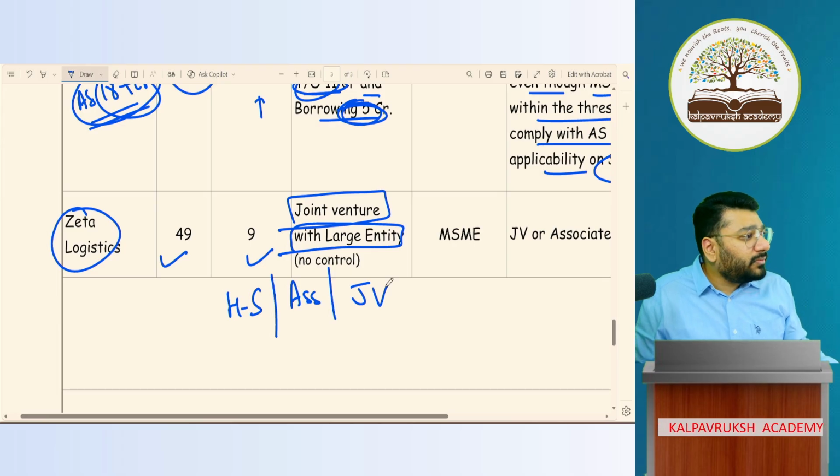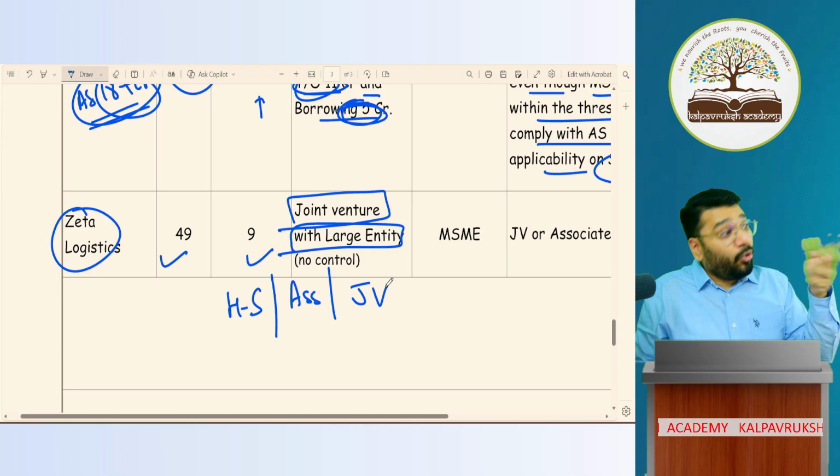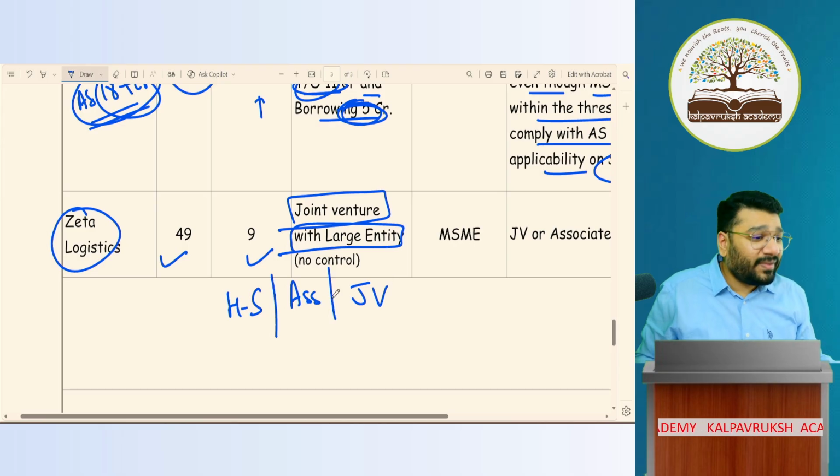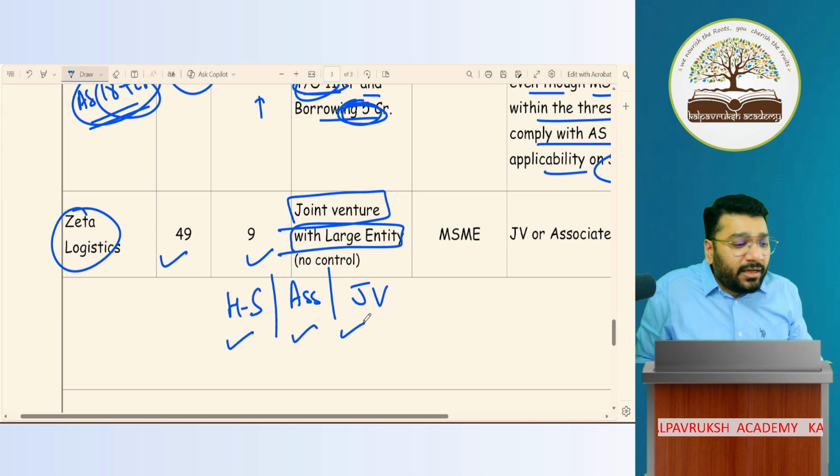How did you guys know? Law. Studied. Foundation or inter? Both you had. Oh my God. Genius people. The three types of relationship that you can have: holding subsidiary, associate, and joint venture.